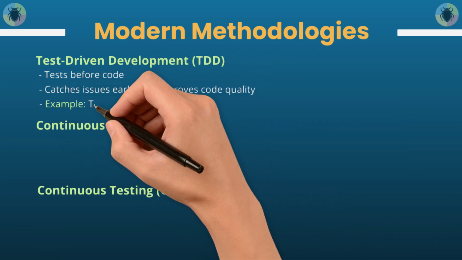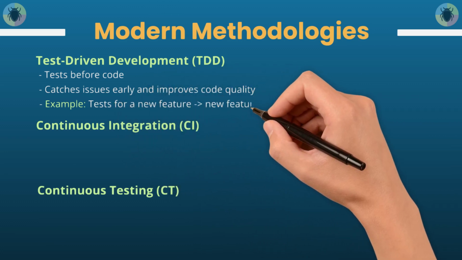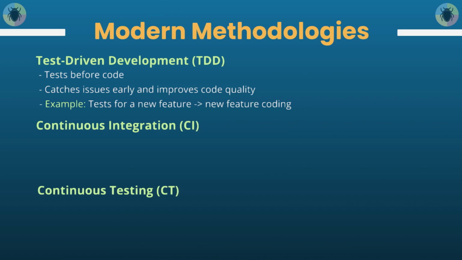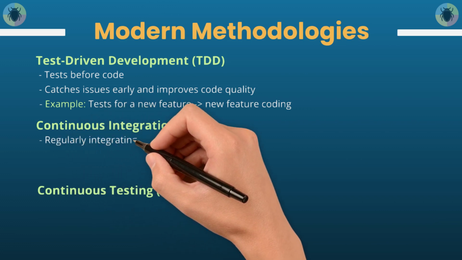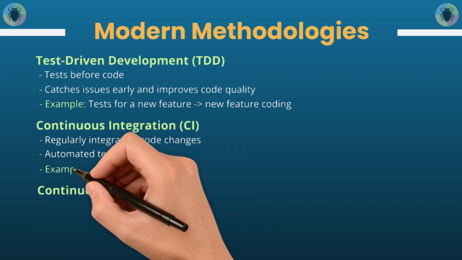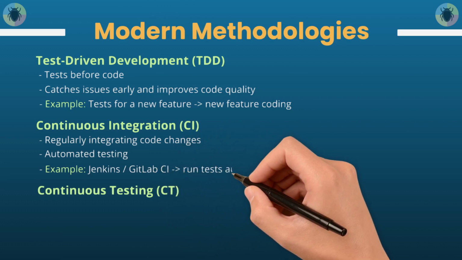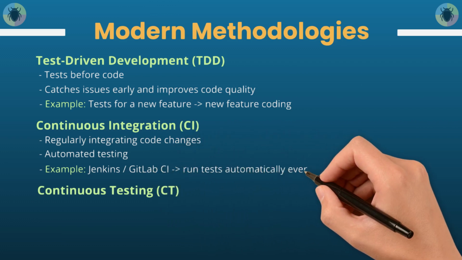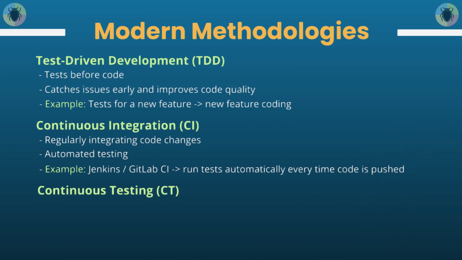Example: writing tests for a new feature in an app before actually coding it, ensuring that the development process adheres to the specified requirements and behavior. Continuous integration, CI. Regularly integrating code changes into a shared repository, followed by automated testing to catch issues early. Example: using CI tools like Jenkins or GitLab CI to automatically run tests every time code is pushed to the repository, ensuring that new changes don't break existing functionality.